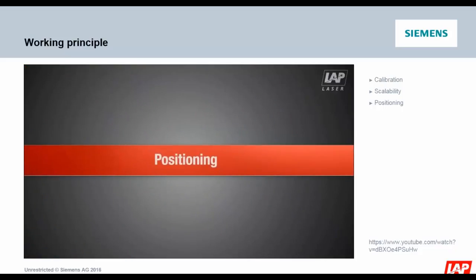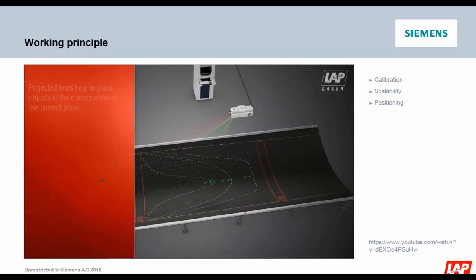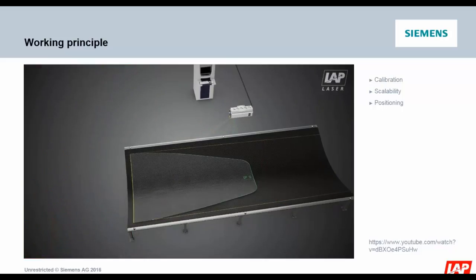Positioning the projected lines and the predefined projected sequences help the worker to place supplies in the correct order at the correct place. Once the item has been placed, the following ply can be positioned precisely with the projected outline. In this way, the worker is visually guided step by step through the complete layout process.